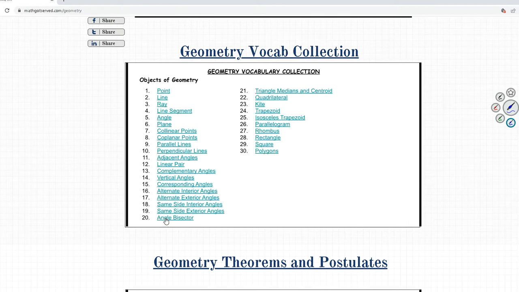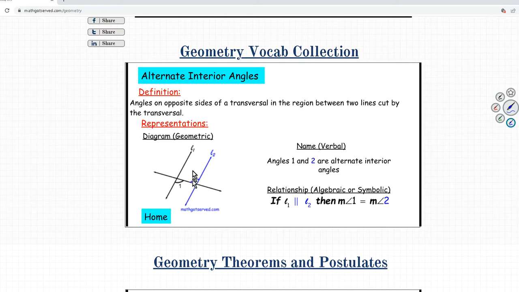Let's go back home, and then alternate interior angles. Whenever you're dealing with parallel lines, like line 1 and line 2 cut by a transversal, angles that are on different sides of the transversal are called alternate. If you're in the interior, the region bounded by the two parallel lines, the angles on opposite sides of the transversal are called alternate interior angles.